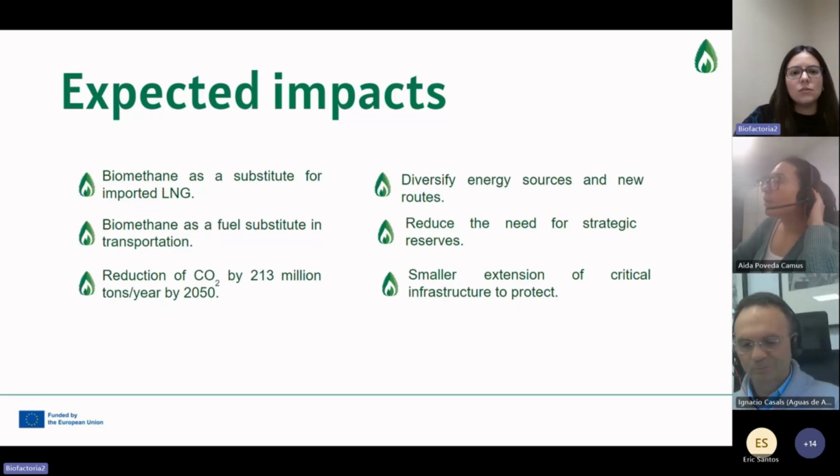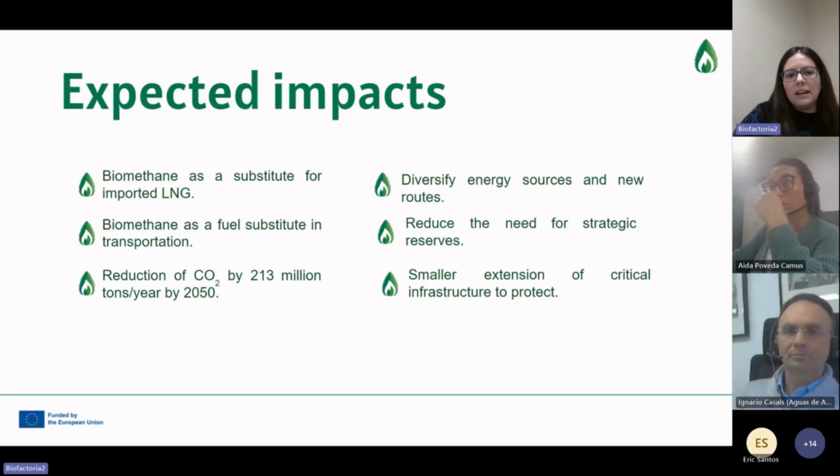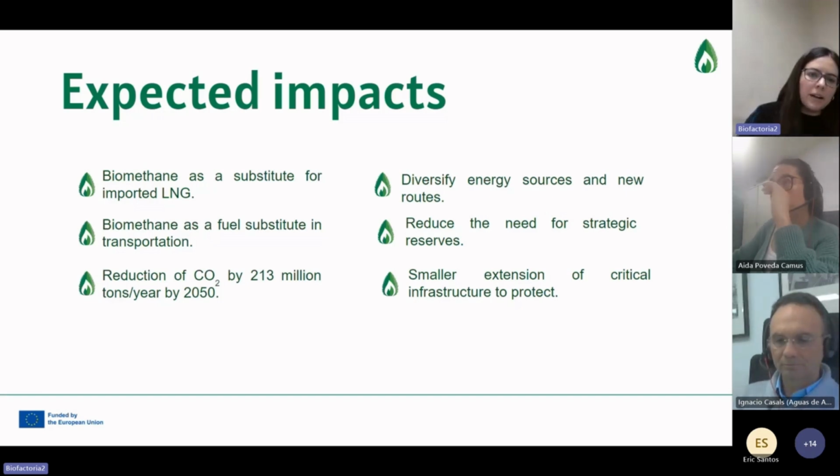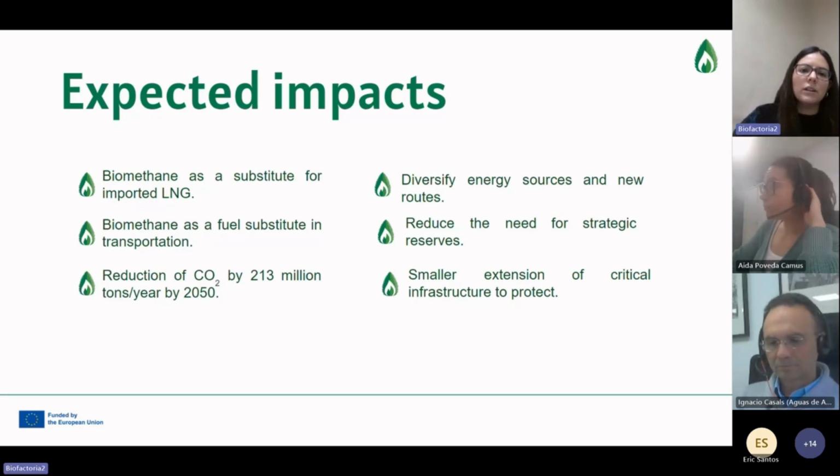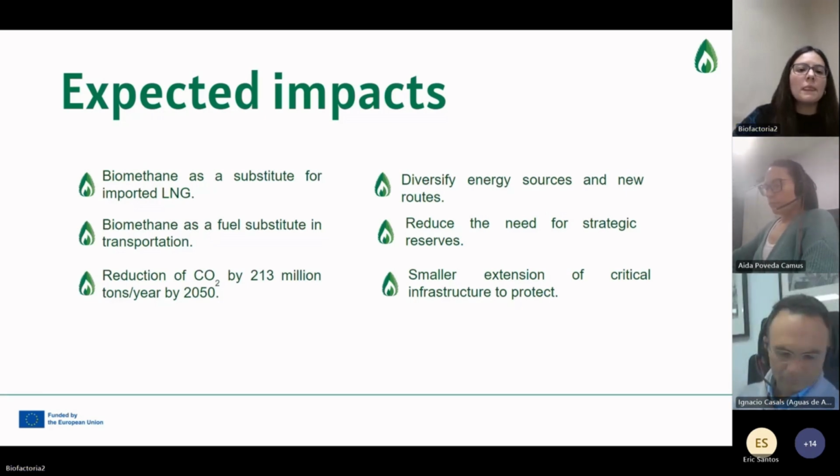Also, biomethane as a substitute for fuel in transport. We know that if biomethane, specifically liquid biomethane, reaches competitive prices, its use as a transport fuel can be extended, serving as a substitute for oil-based fuels and reducing the primary energy demand. Another one is the reduction of CO2 by 213 million tons a year by 2050. And with this, we will have to reduce the European emissions by 8.3 compared to 2020.